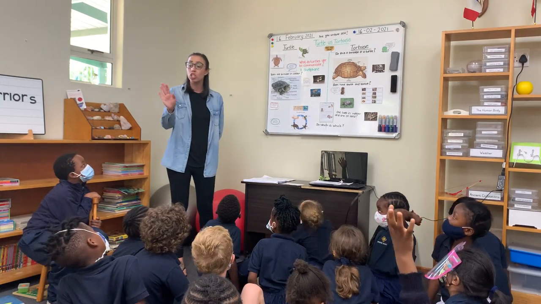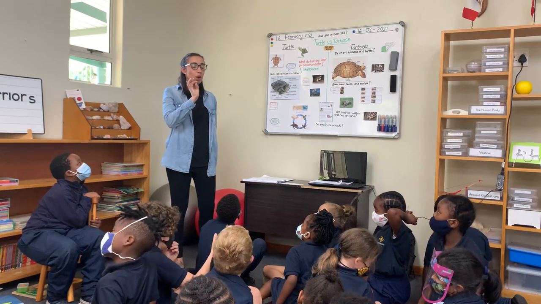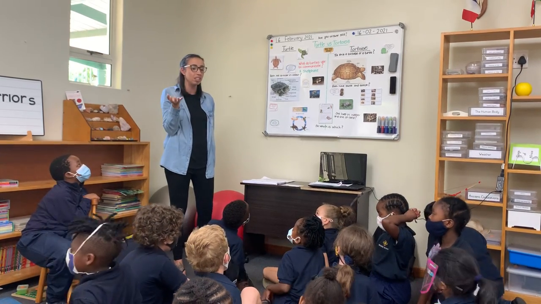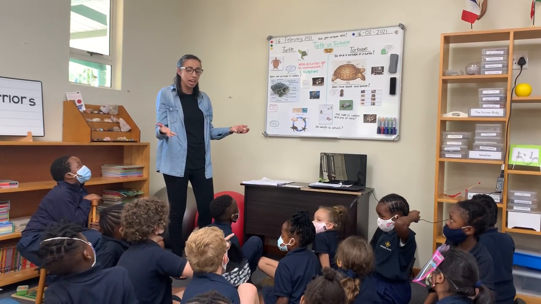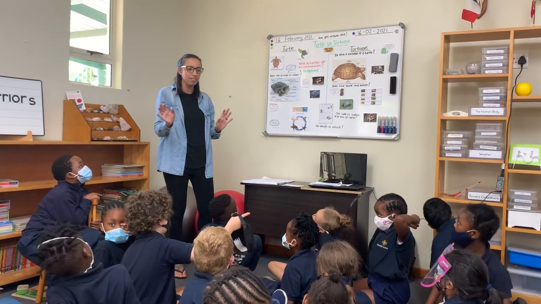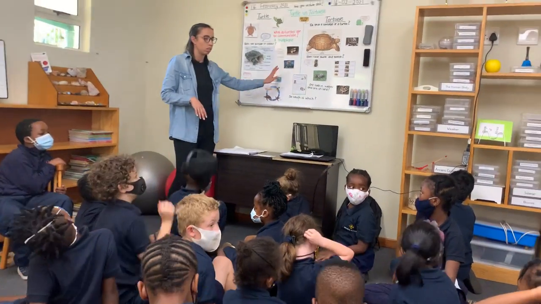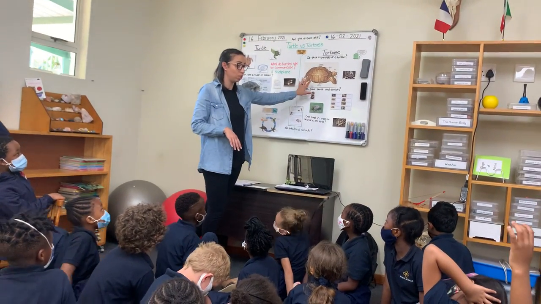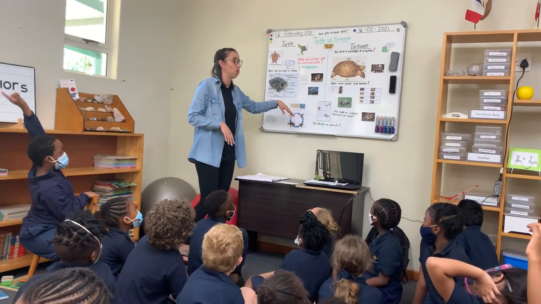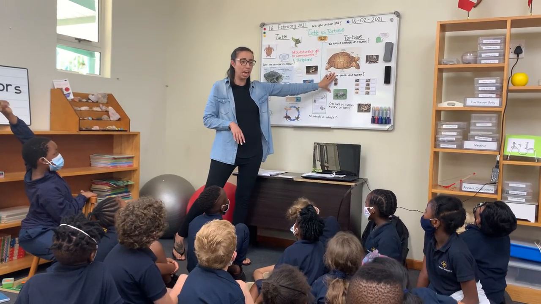Because it's so cold. Tortoises are known as the reptiles that come from the Sahara Desert. So they're used to heat, not cold. That's why they can't live in the snow. Okay, Ava. And they don't like water. Okay, tortoises do drink water because they cannot survive without it.